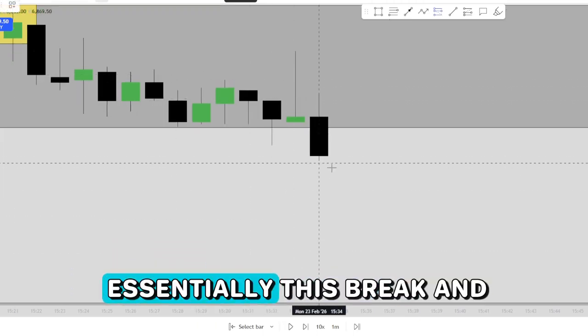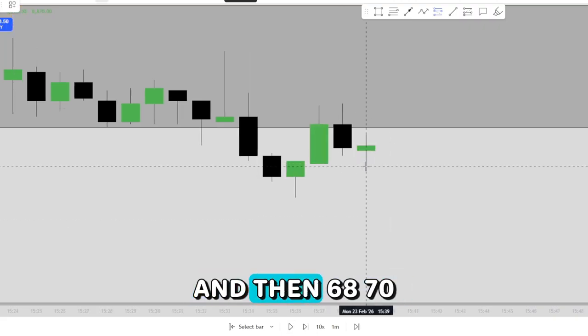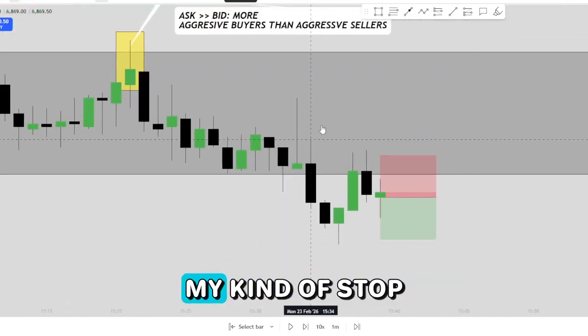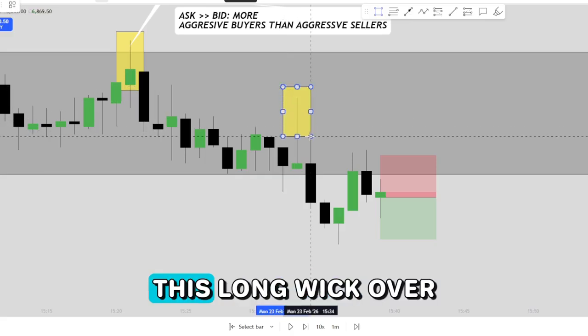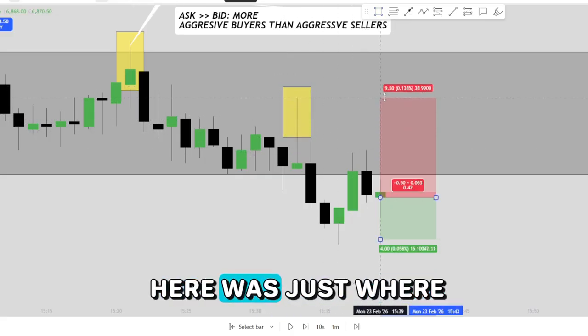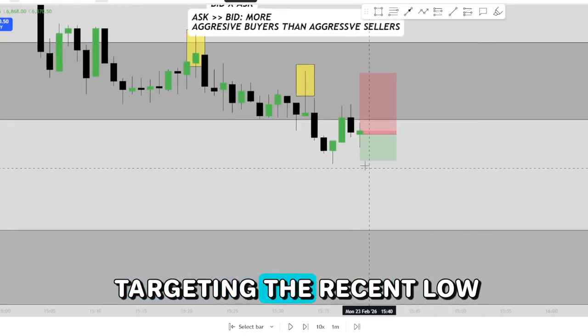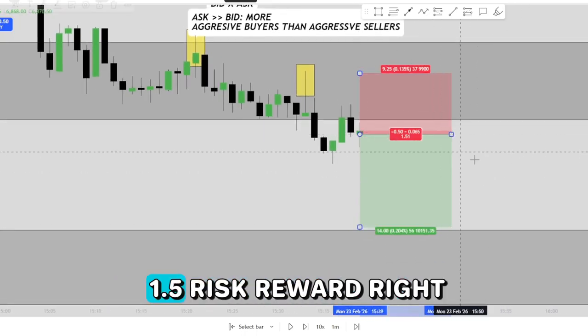So I'm looking for essentially this break and retest. So break, retest, and then 68.70 was the execution. So I was happy to have my stop just above this long wick over here. This long wick over here was just where I was happy to have my stops. And we want to be targeting the recent low down here. That's a 1 to 1.5 risk reward.